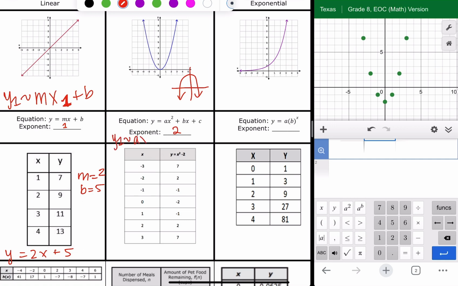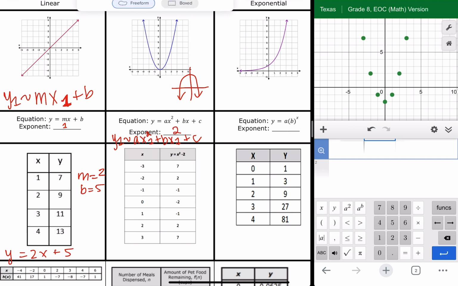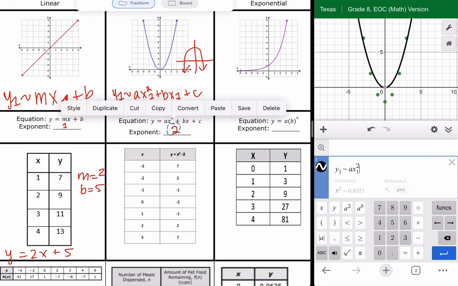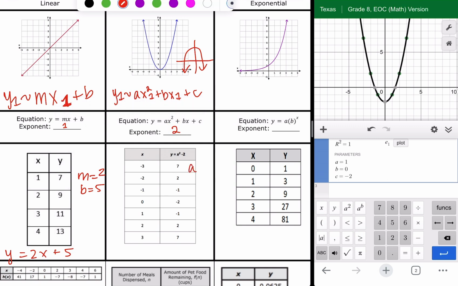Okay, so we're going to use the y1 squiggly line ax squared plus bx plus c, the same one that we've been using. It's also on your STAAR reference sheet if you want to check that out. So we type in y1 squiggly line ax squared plus bx plus c, and it gives me my values right there. We have a equals 1, b equals 0, and c equals -2. So I have y equals 1x squared plus 0x minus 2.